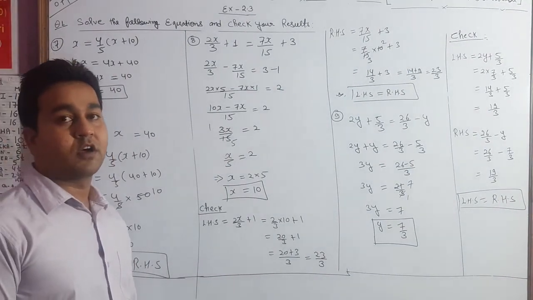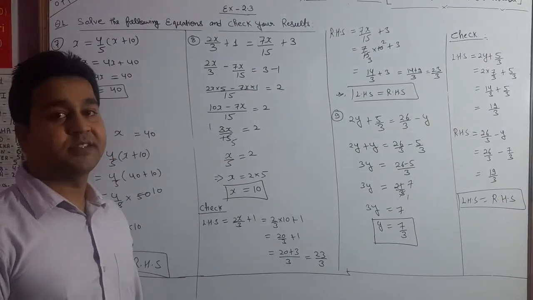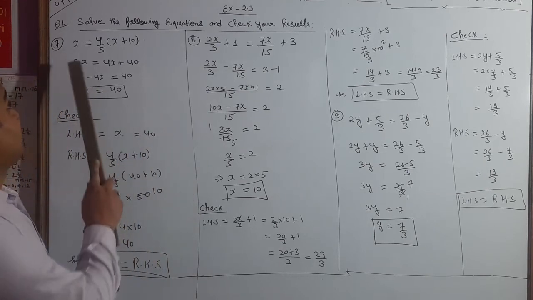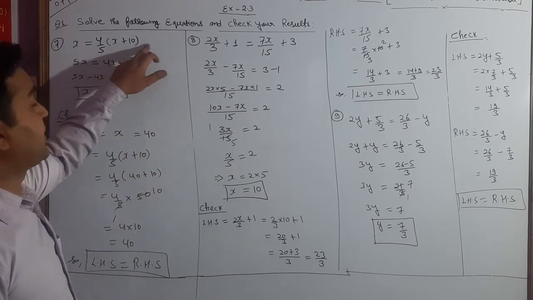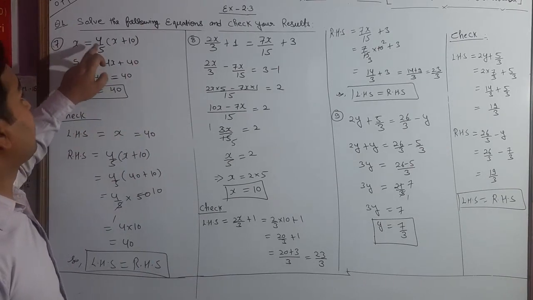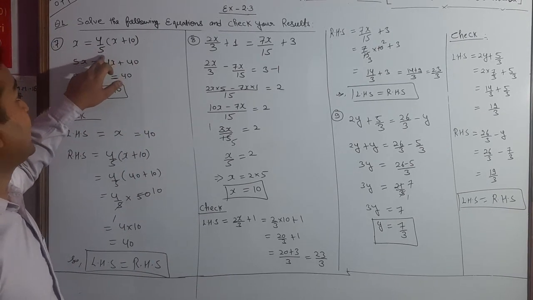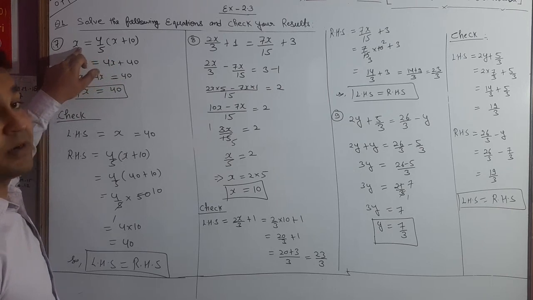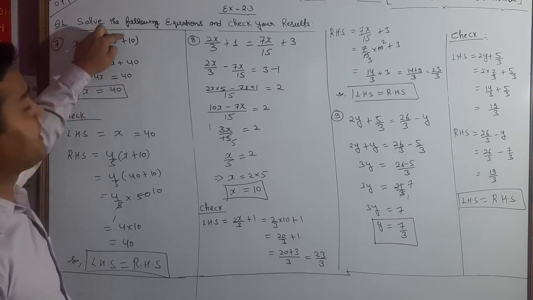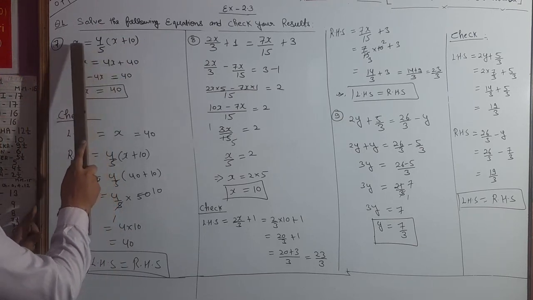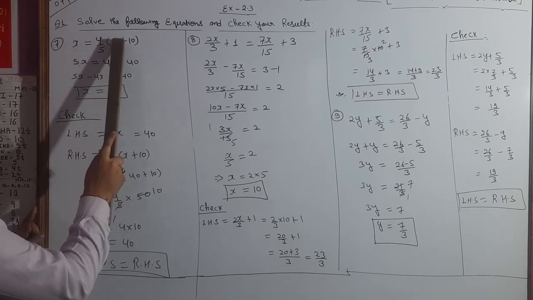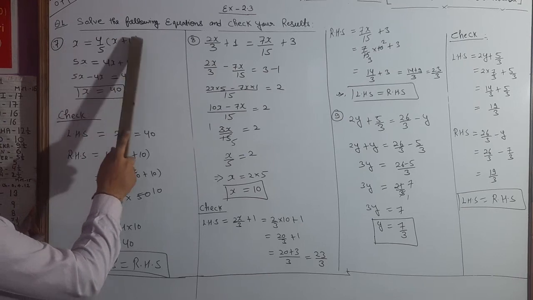Now come on the next question, that is question number 7. In question number 7 you have x is equal to 4 by 5 bracket start x plus 10 bracket close. So here 4 by 5, this 5 here divides, goes that side and multiplies, and this 4 you have to multiply inside the bracket. So what you get? When you multiply 5 by x you get 5x, when you multiply 4 inside then it becomes 4x, and 4 tens are 40.